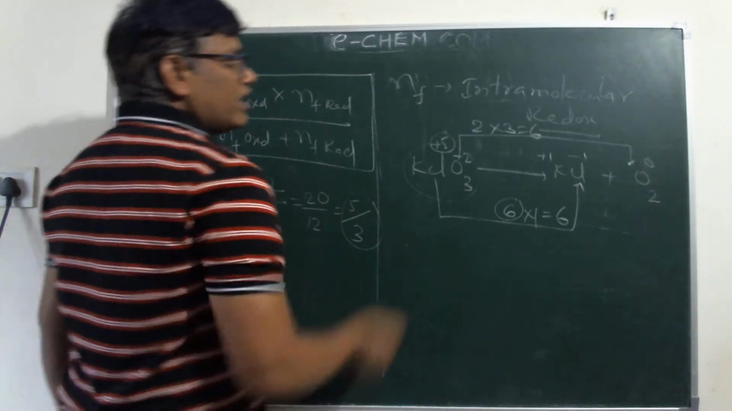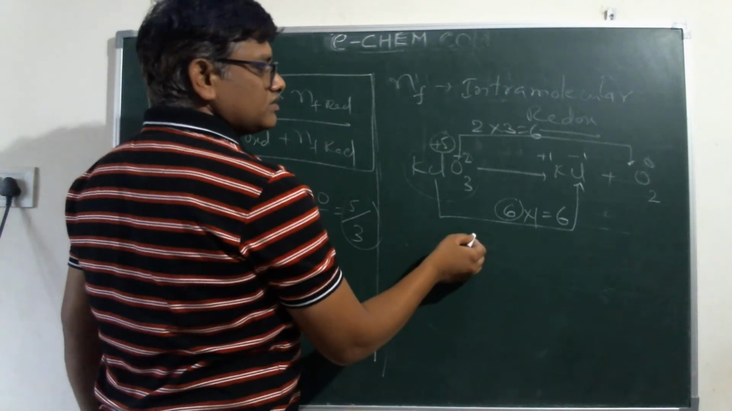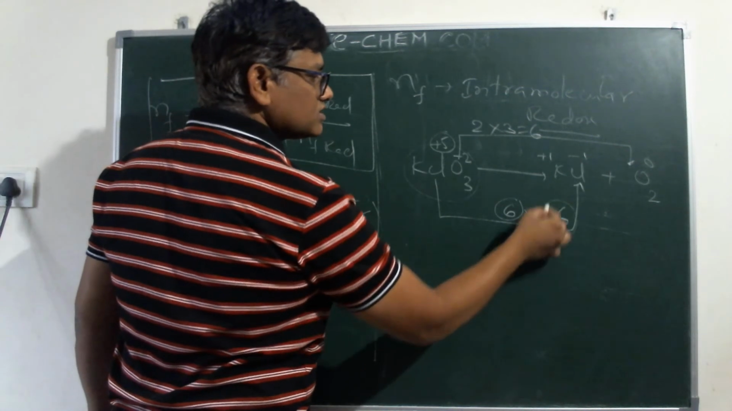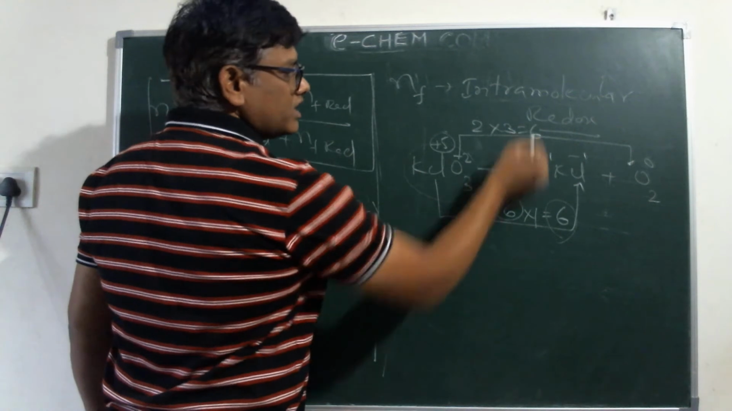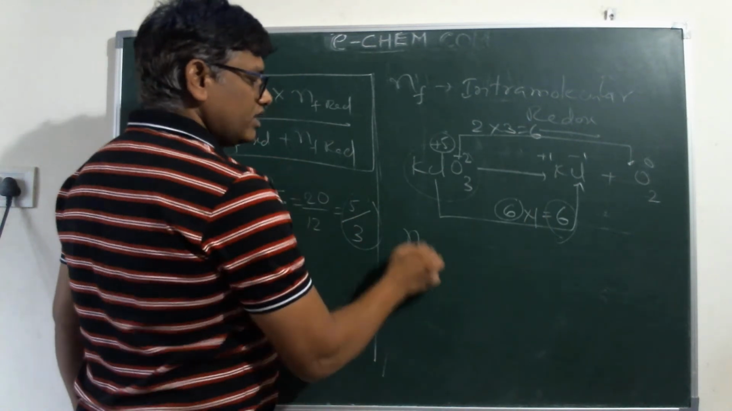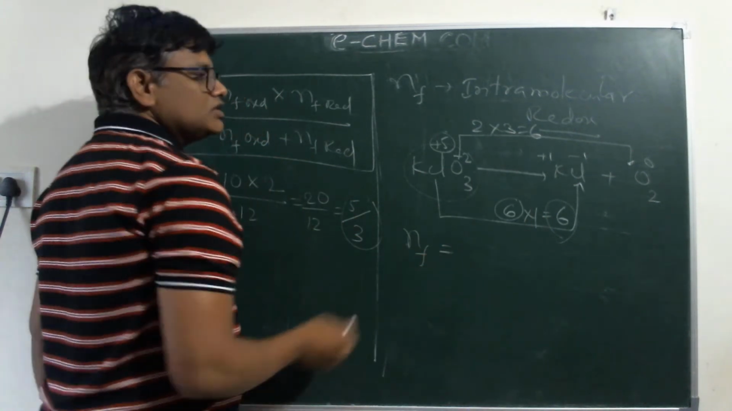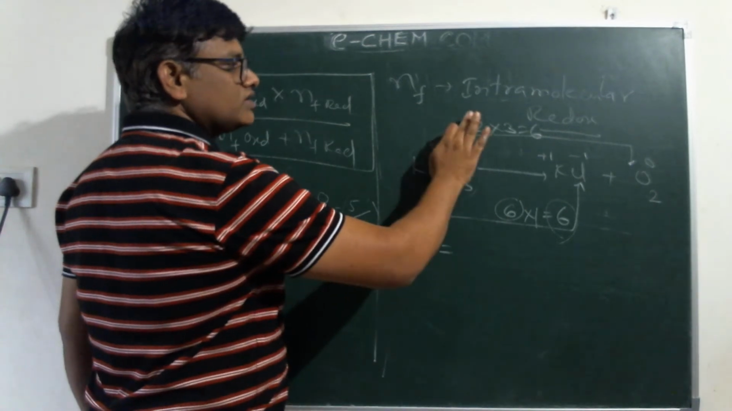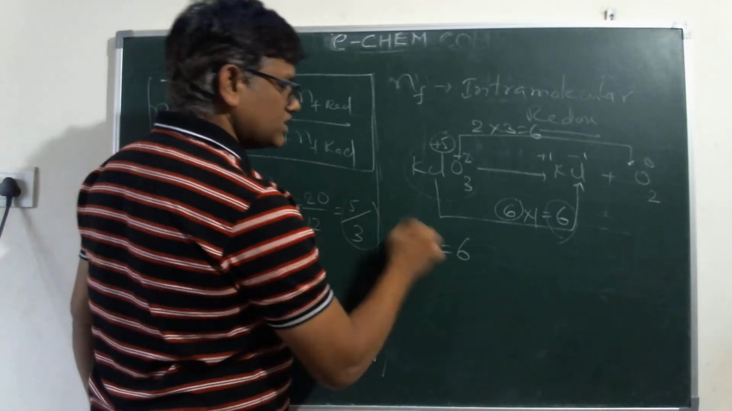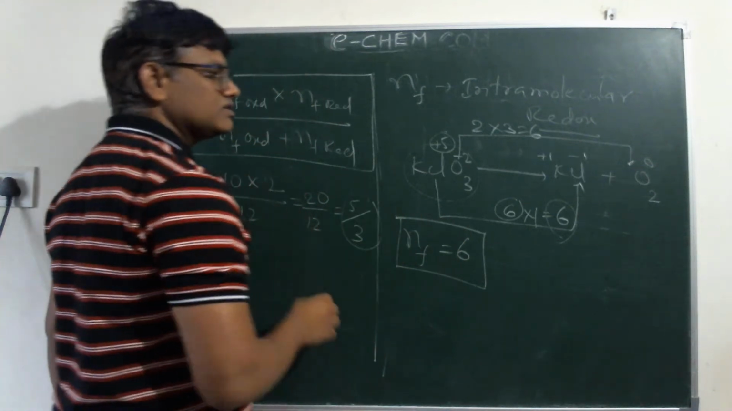Right. Now here in this intramolecular redox reaction, the change of oxidation and reduction will be the same. That's why the N factor for this reaction can be taken with respect to either oxidation or reduction, so we can take the N factor for this as 6.